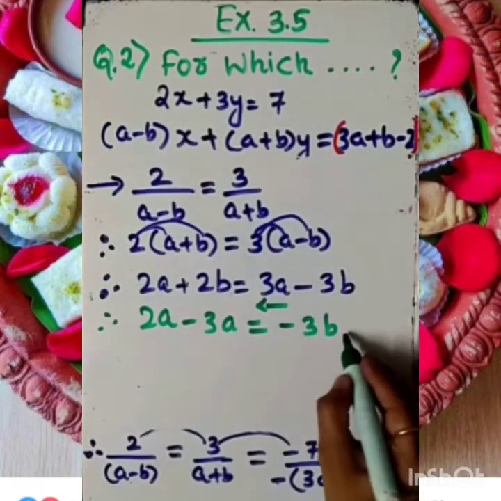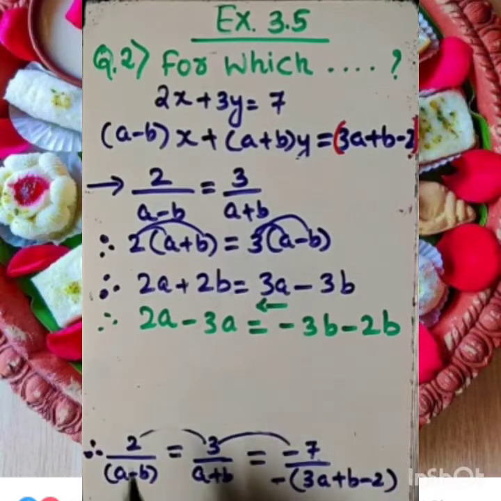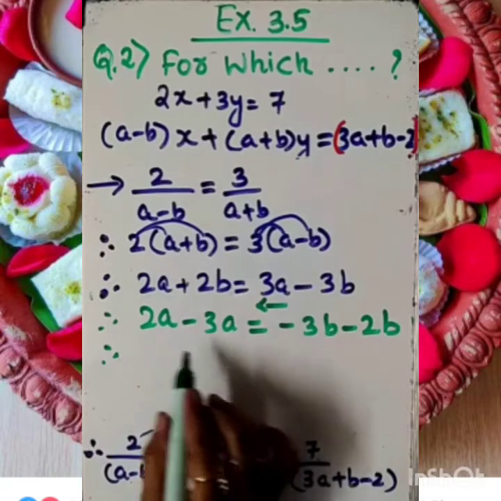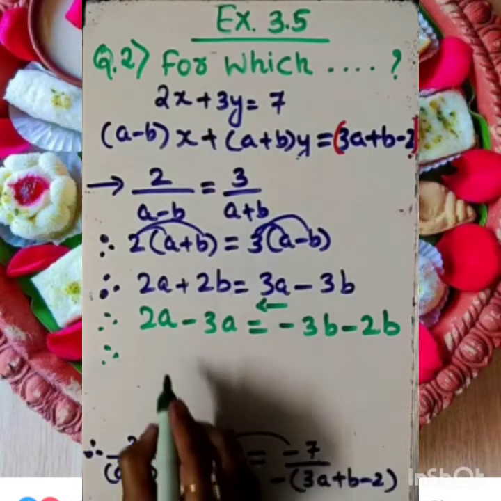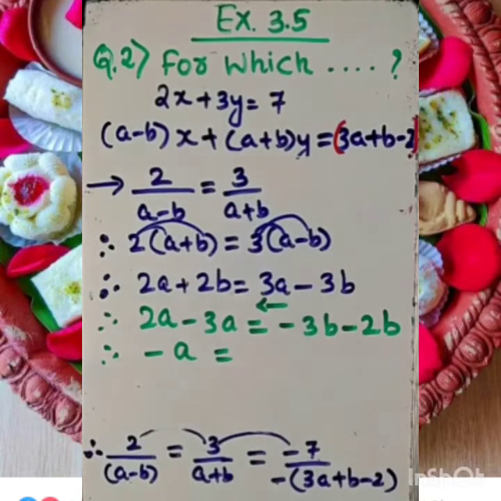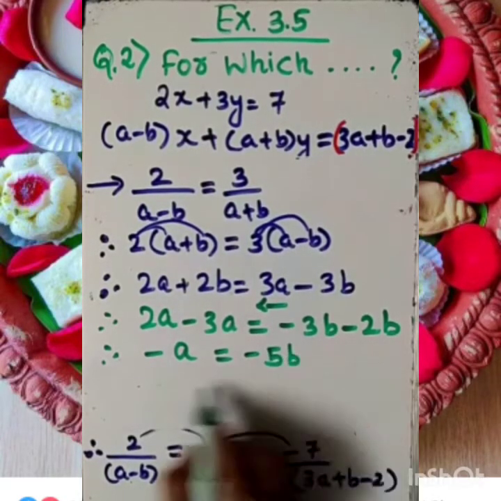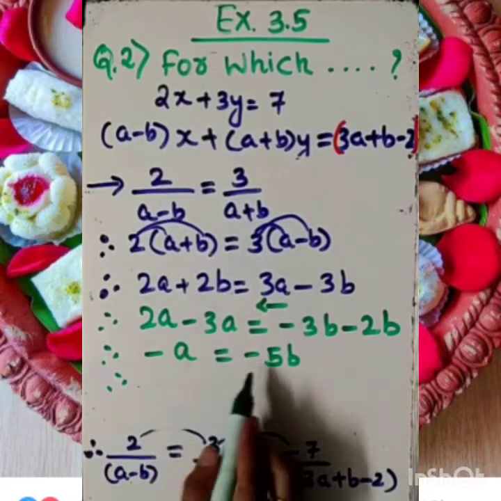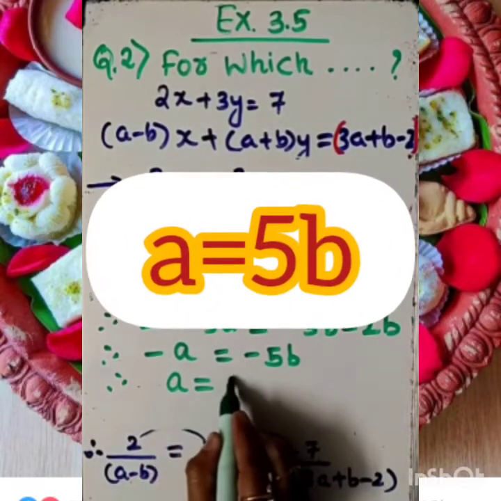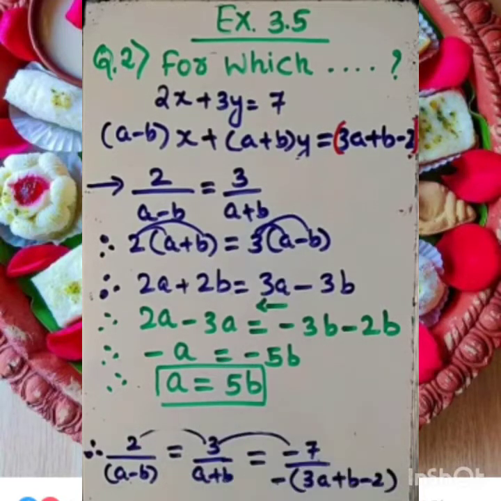I am bringing this to this side, gives the result minus 2b. Fine. Therefore, 2a minus 3a is minus a, and minus 3b minus 2b is minus 5b. Fine. Therefore, minus minus both the sides cancel. So, a equal to 5b. This value of a we are gaining here.